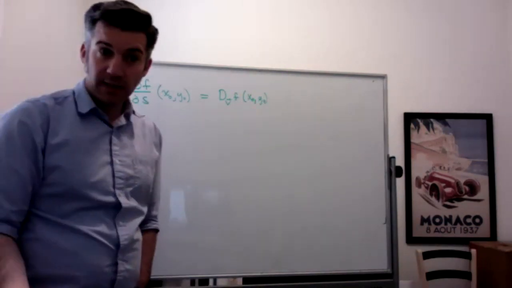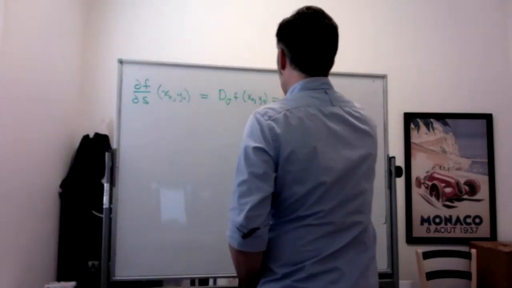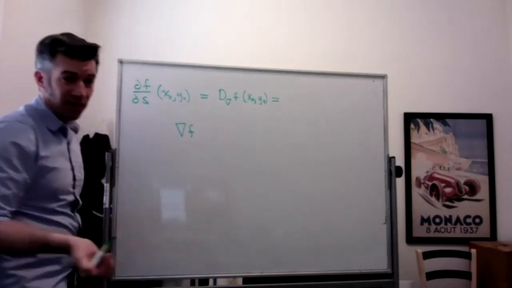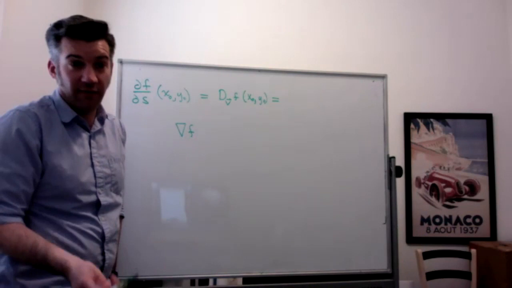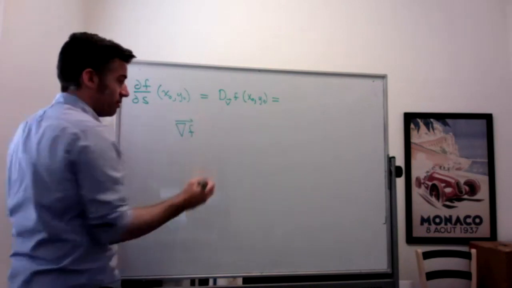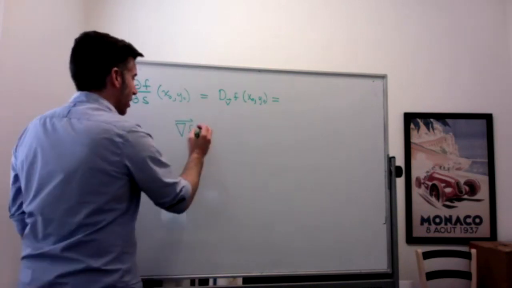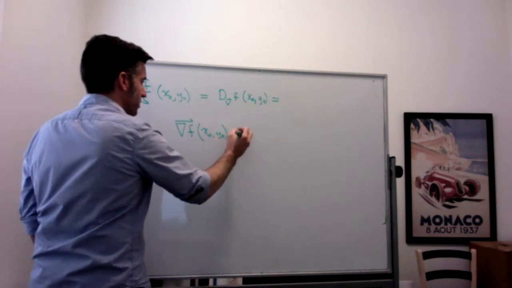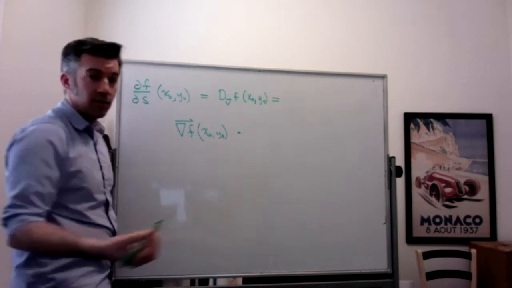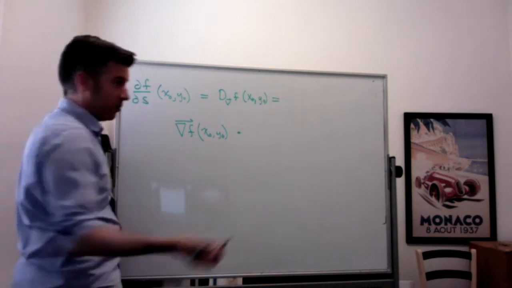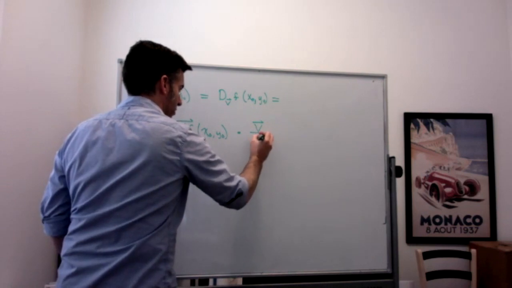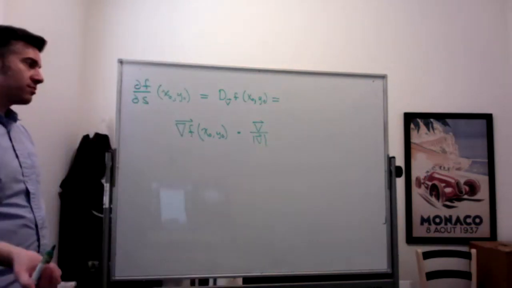Either way you slice it, that's going to equal the gradient of f, which I usually write with an arrow over it because it is a vector, but he was not. It's okay if you don't write the arrow. At the point x naught, y naught, dotted with the unit vector in the direction we're interested in, which is the vector v divided by its own magnitude. Great.